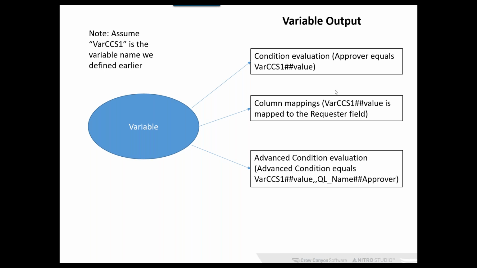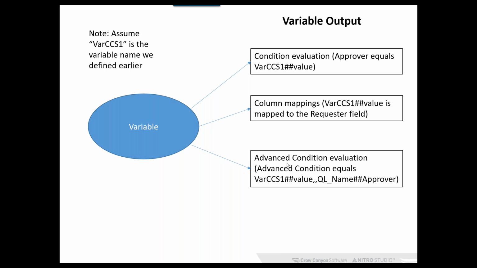You can use this syntax here: reference your variable name, which we're going to assume we set as var ccs1, and we use this hash to pull the value out of it. It would use exactly that syntax to get whatever value you put into that var CCS and use it later on in your process.